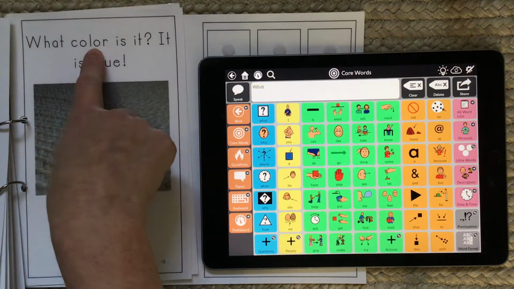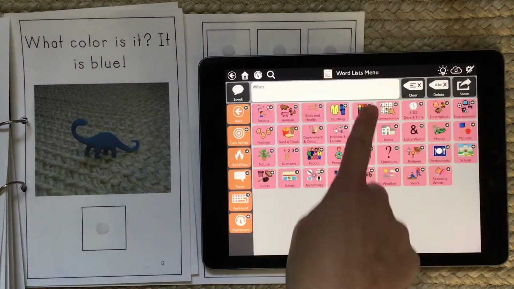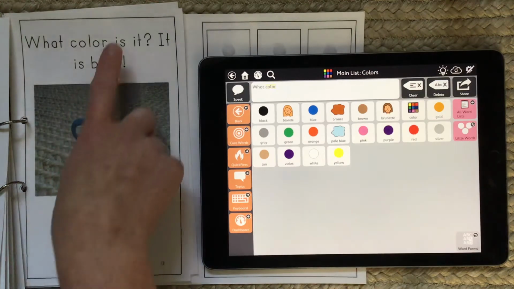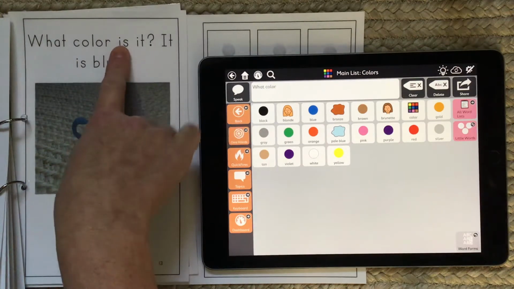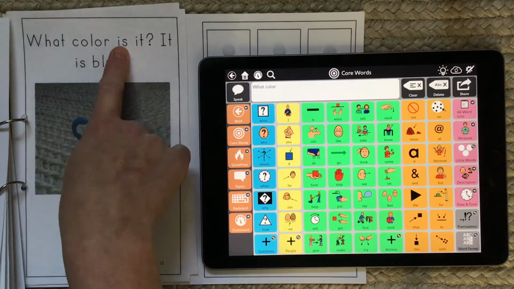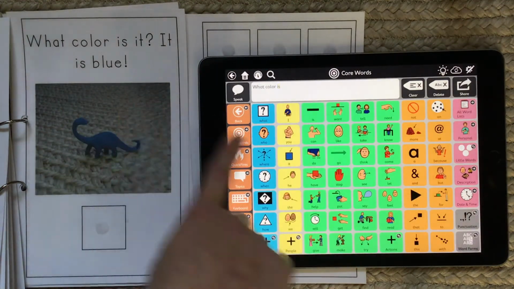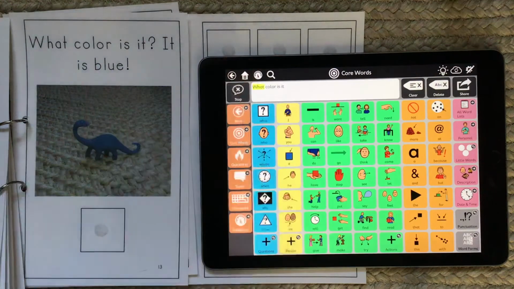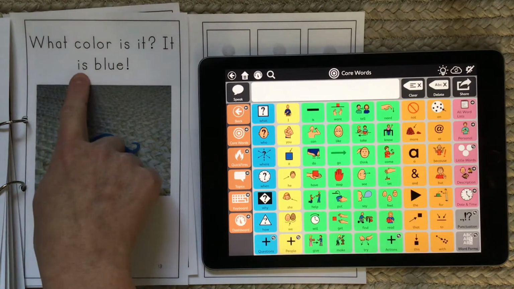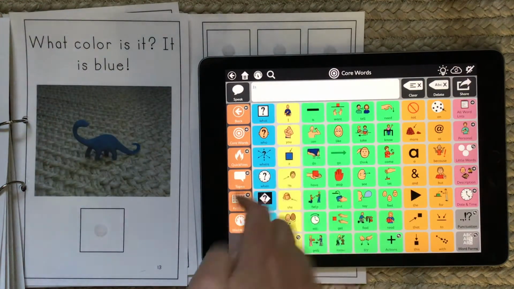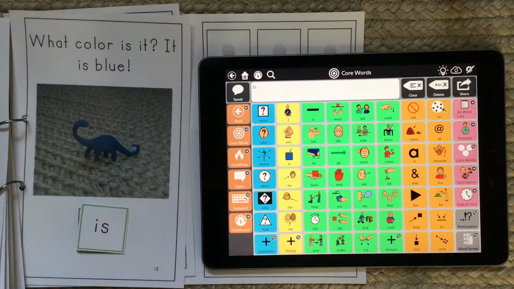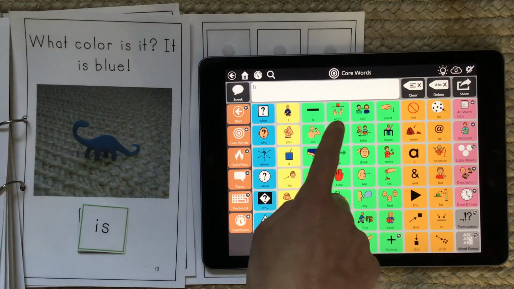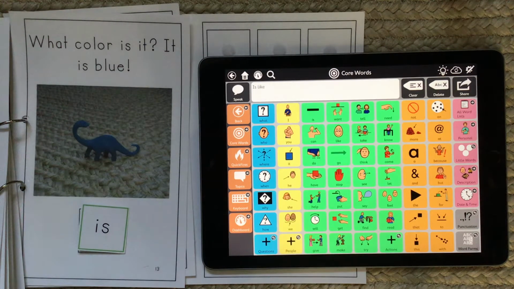What color is it? It is blue. I like this blue dinosaur.